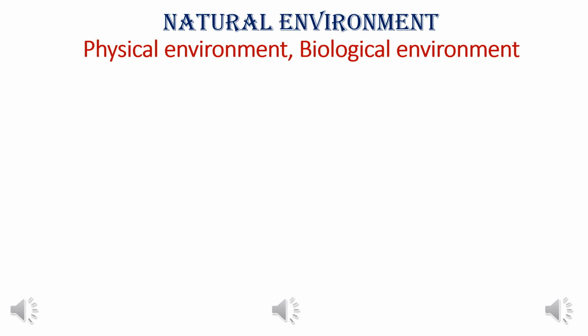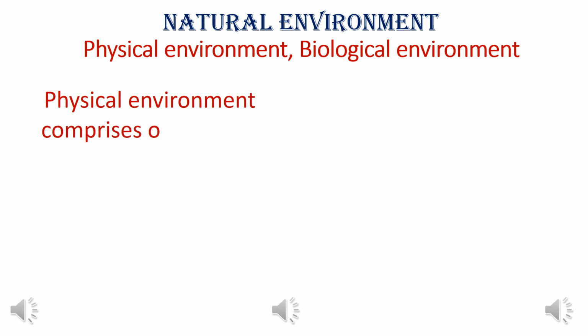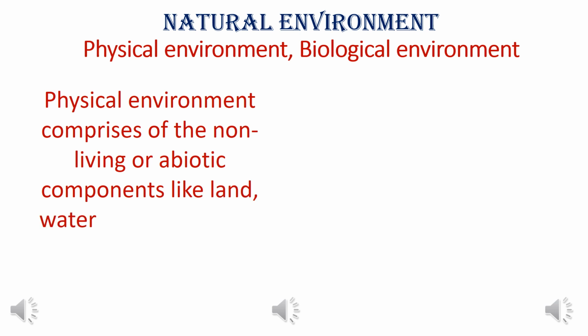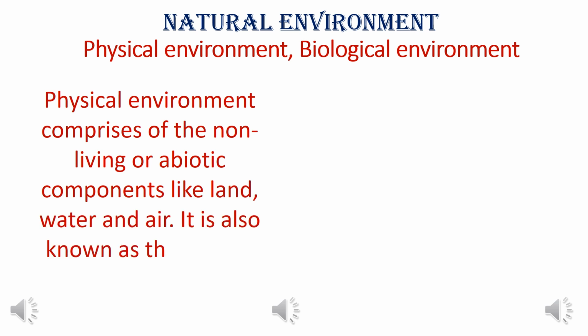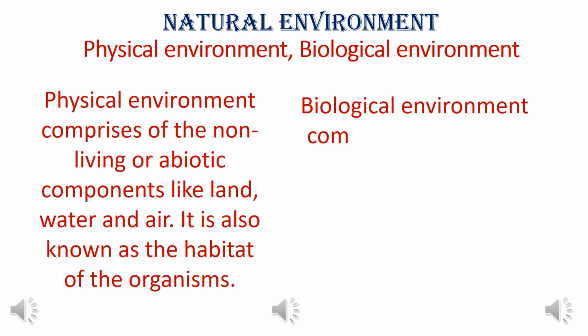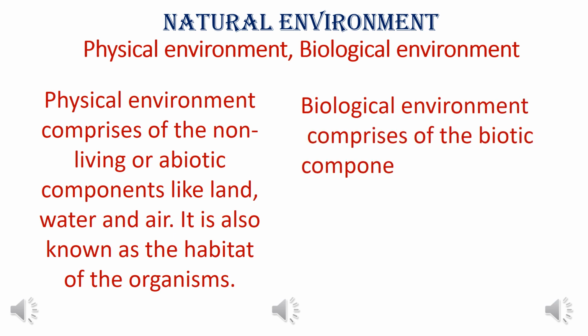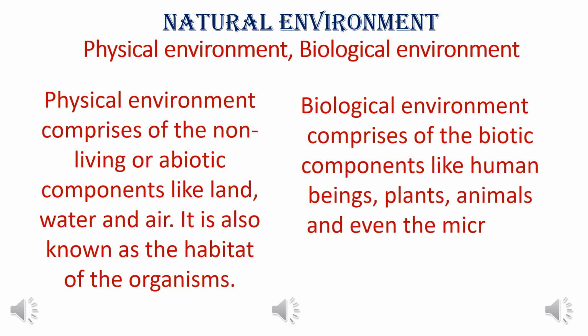Natural environment can be categorized into physical environment and biological environment. Physical environment comprises the non-living or abiotic components like land, water, and air. It is also known as the habitat of the organisms. Biological environment comprises the biotic components like human beings, plants, animals, and even microbial organisms.